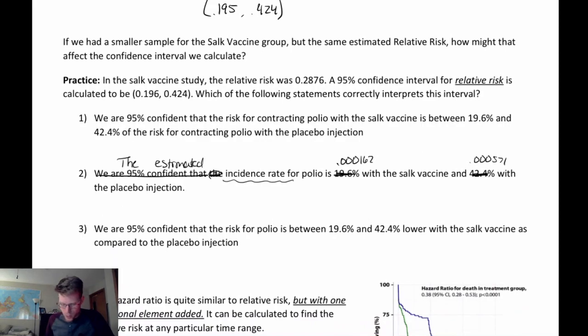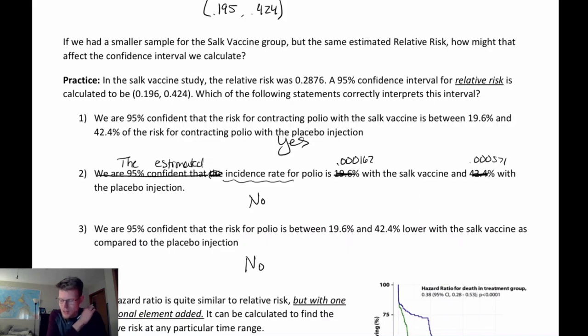The last one here, we are 95% confident that the risk for polio is between 19.6 and 42.4% lower with the Salk vaccine as compared to the placebo injection. No, that is not correct either. So this one's a no. This one's a yes, by the way. And this one is also going to be a no.